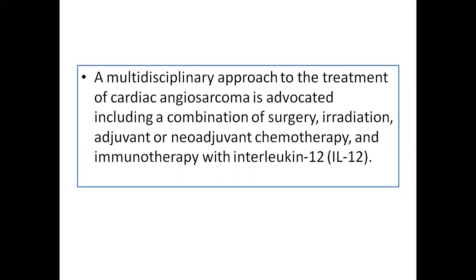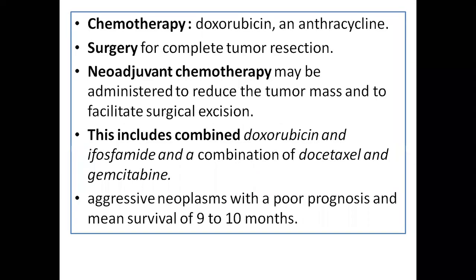A multidisciplinary approach to the treatment of cardiac sarcoma is advocated, including a combination of surgery, irradiation, adjuvant or neoadjuvant chemotherapy, and immunotherapy with interleukin-12. So here is the chemotherapy, and surgery for complete resection. Neoadjuvant therapy may be administered to reduce or downstage the tumor size. And these are the chemotherapy types. It is an aggressive neoplasm with a poor prognosis, with a mean survival of 9 to 10 months.